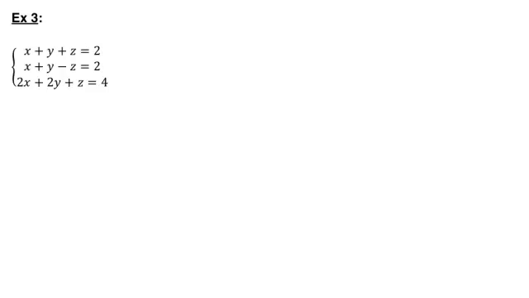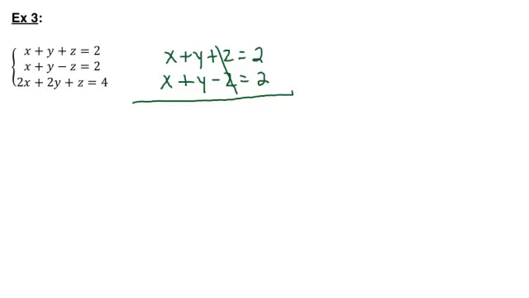For the next example, again, we're going to start the same way. We want to eliminate one of our variables. If you notice our first two equations, we have a positive z and a negative z. So the z's are already going to cancel each other out. So we have x plus y plus z equals 2, and x plus y minus z equals 2. So our z's cancel out. We are left with 2x plus 2y equals 4.